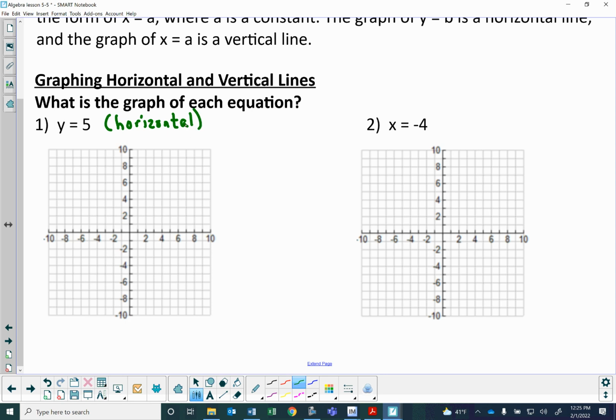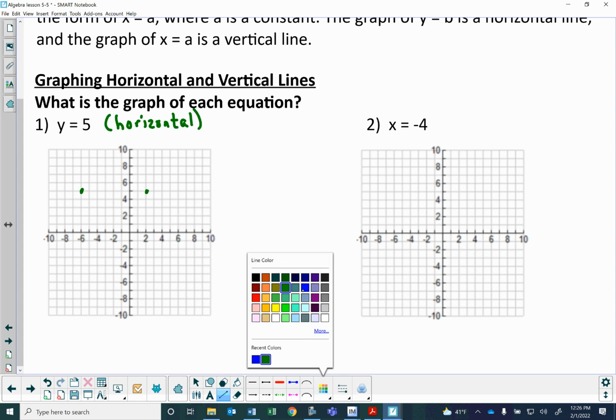Basically, it's saying this. For all values of x, y will equal 5. That is what this is saying. For all values of x, y will always equal 5. So no matter what value I choose for x, y is going to be 5. If I chose 2 for x, y is 5. If I chose -6 for x, y is 5. So it ends up being a horizontal line here at 5.